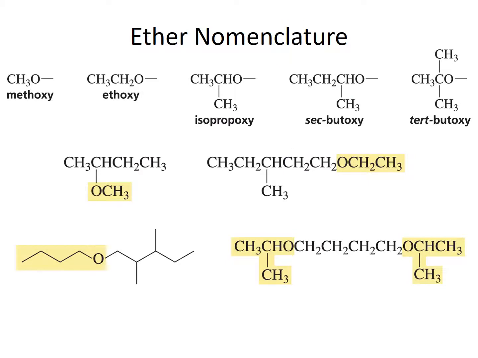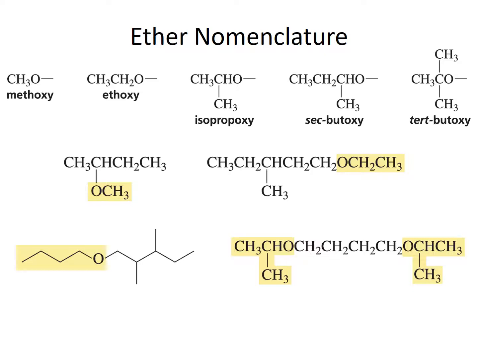The next thing we're going to talk about is ether nomenclature, where you're going to be treating your ether as the main functional group, just like you would with an alcohol. They have new names for them. Think of it as a methyl group, a CH3 group, with an oxygen on it, so it becomes methoxy. An ethyl group with an oxygen becomes ethoxy. And we're going to treat those just like an alcohol with this new substituent name.